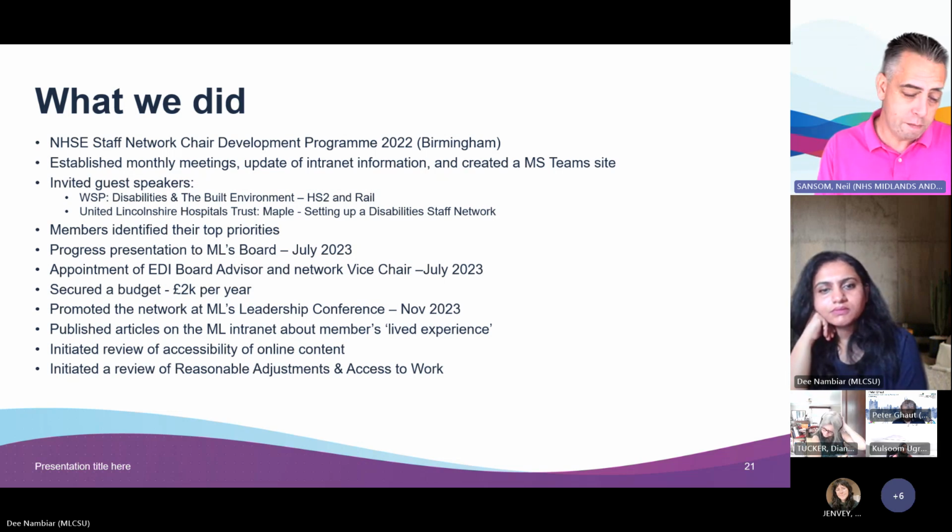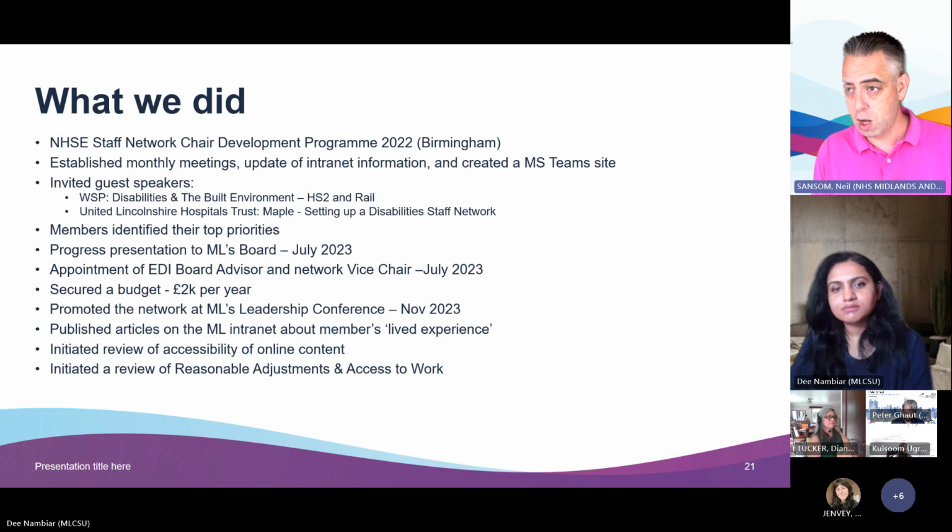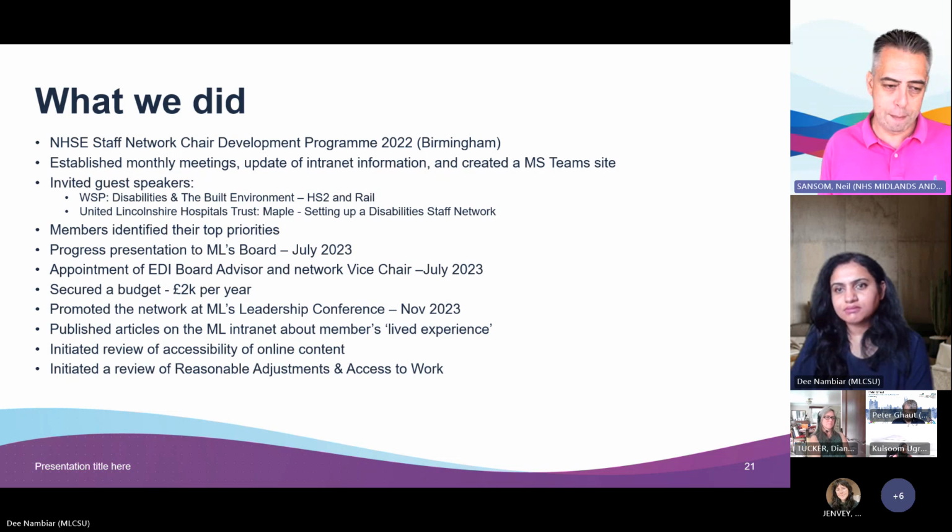The one thing, Dee, that I've missed off here that was major last year was modernising recruitment. So a big piece of work that was done was to look at how we go about doing inclusive recruitment as an organisation. What are we doing well? What aren't we doing so well? So that is in the process of being implemented.